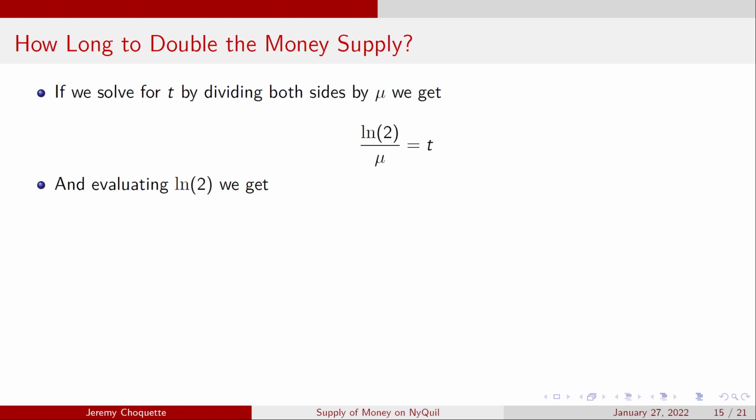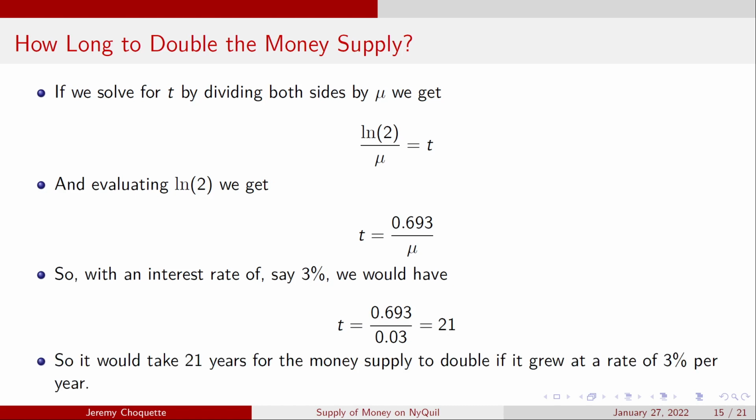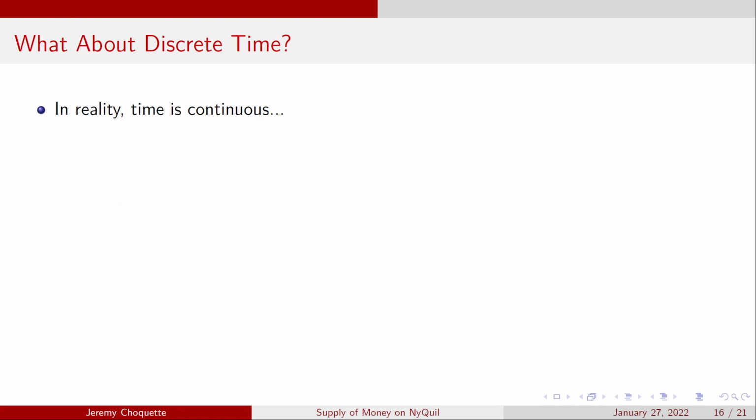This is where we evaluate what the natural log of 2 is, and it's 0.693. So the amount of time it takes to double, or the number of years it will take to double the money supply given a growth rate mu, is 0.693 divided by that growth rate. So with an interest rate of 3%, I would just plug in 0.03 for mu, and I get 0.693 divided by 0.03 equals 21 years to double the money supply, given a growth rate of 3% per year.